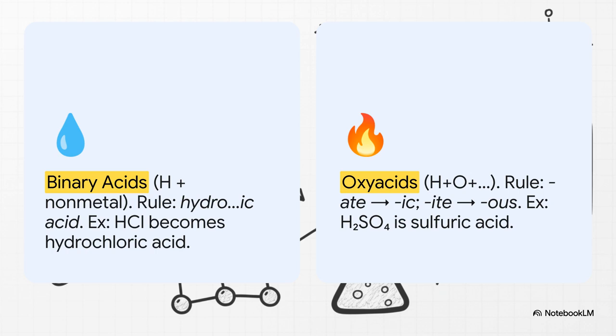The second kind, oxyacids, have oxygen. For these, the name comes from the ion they're made of. If the ion ends in -ate, the acid ends in -ic, so sulfate becomes sulfuric acid. If the ion ends in -ite, the acid ends in -ous, so sulfite becomes sulfurous acid. It's just a simple pattern of swapping the endings.